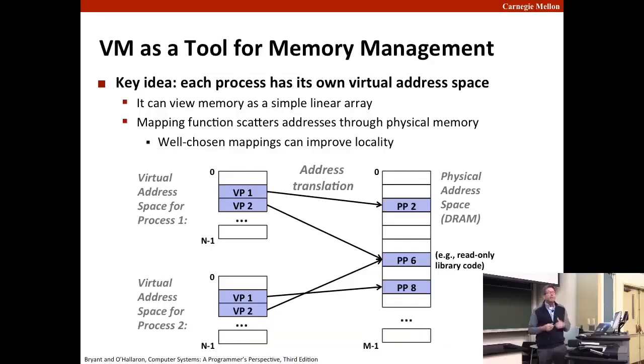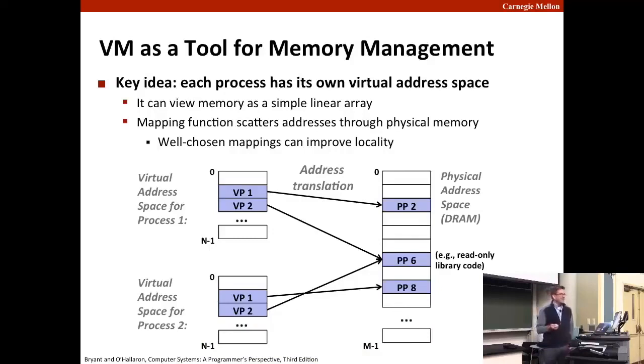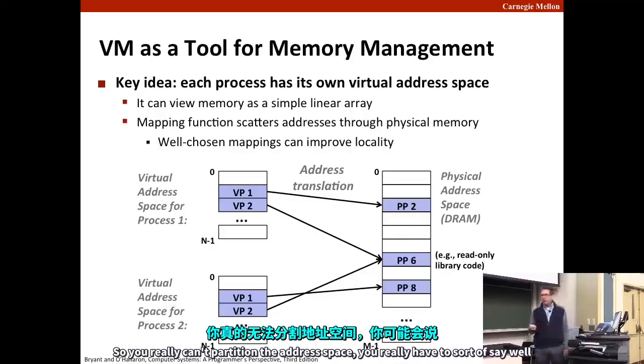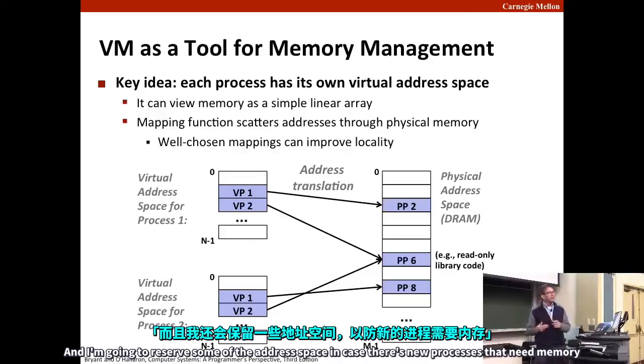What do you do if you add a process? So you really can't partition the address space. You really have to say, well, each process gets some little chunk, and I'm going to reserve some of the address space in case there are new processes that need memory.